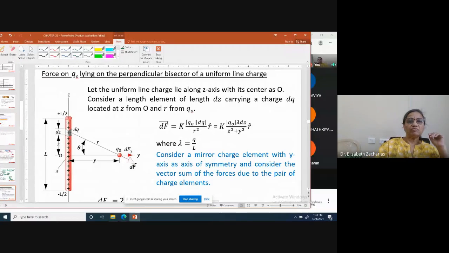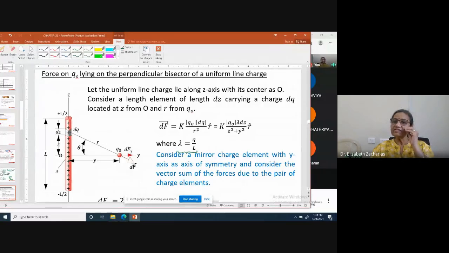The simplest discussion would be on a uniform line charge. It's a uniform line charge of total length L, and let the total charge on it be some Q. Let the length of the entire charge object be L. So immediately you can tell me what is going to be my lambda. Lambda is going to be Q by L.